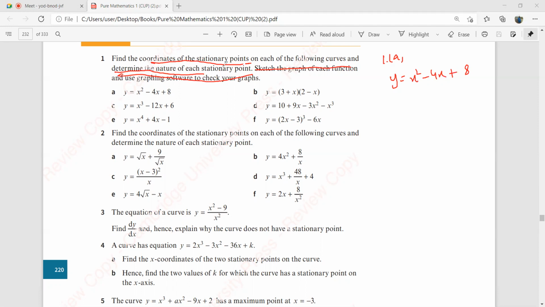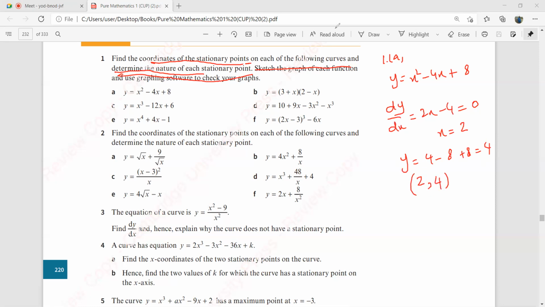Please remember, for the coordinates of the stationary point, you find the first derivative and you put that equal to 0, okay? So that is your first task. You will be finding the dy by dx, that is 2x minus 4, and you straight away put that equal to 0. That is x equal to 2. You put that back into the original equation so that you can find the corresponding y coordinate. That is 4 minus 8 plus 8, and that is going to be 4. So this is your stationary point on the curve.